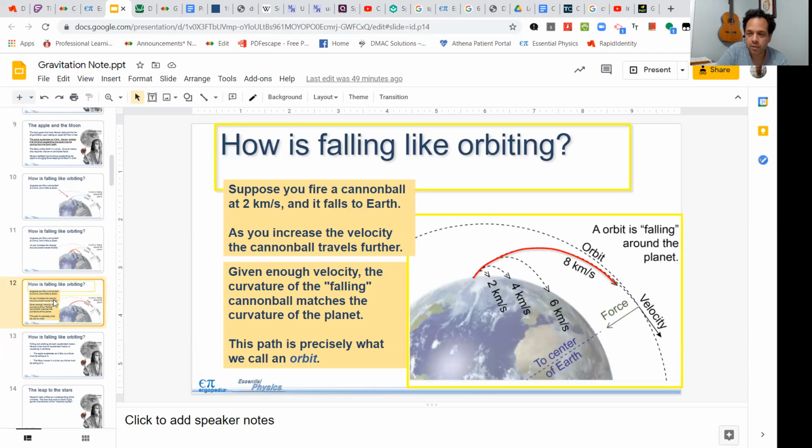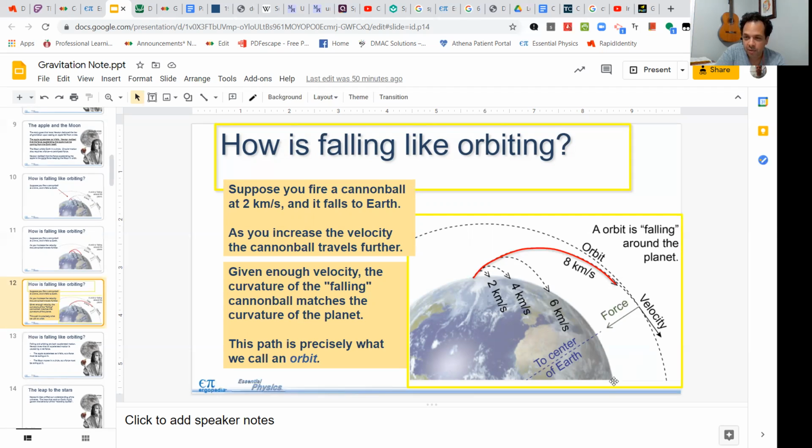So we're talking about circular motion. Well, how is falling like orbiting? A satellite or a moon or a man-made satellite goes around the Earth. And how does it do that? If you take a cannon and shoot it at 2 kilometers per second, a low velocity, it's going to arc and come down. If you do 4 kilometers per second, it's going to arc and come down. If you do 6 kilometers per second, it's going to arc and come down. But once you hit 8 kilometers per second, the curvature matches the Earth. So it never hits the ground.